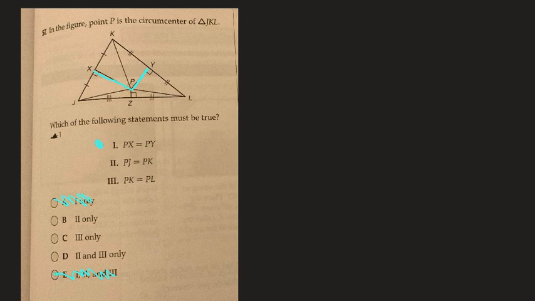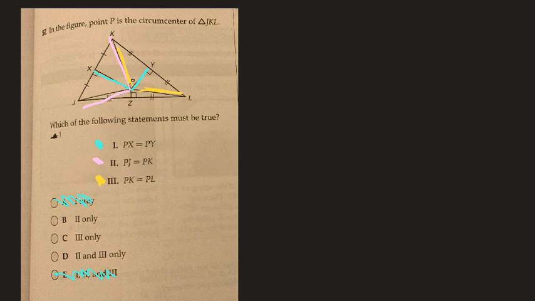So now we need to know, is it only 2, only 3, or 2 and 3? Well, if we pick choice 2, pink, then we're saying that from the circumcenter to the corner is equal, which is true. So now we either have B or we have D.